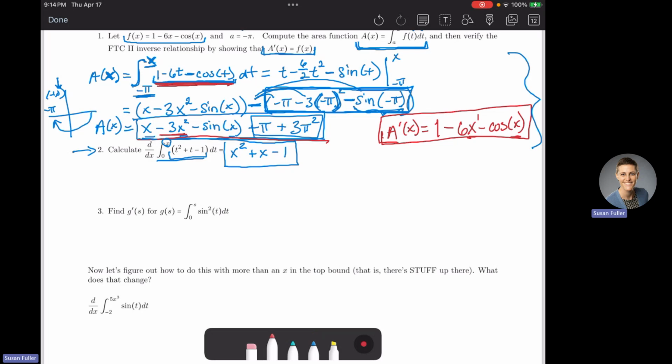All right, so let's try this next one. This is asking me to find g prime of s. And it's telling me that g of s is the integral from 0 to s of sine squared of t dt. Well, g prime of s, that's a derivative of g of s. So really, g prime, here, I'll write this down here, that way it makes a little bit more sense. G prime of s, which is what I want, that's the derivative of g, which is this function right here.